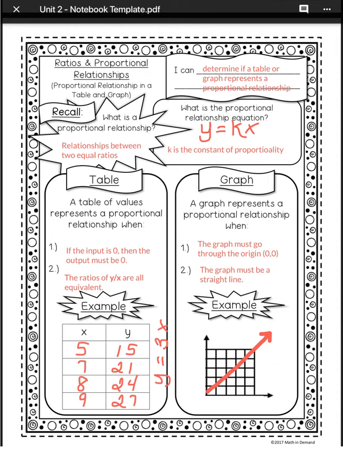Now it's your turn. Try the next few problems on the next page on your own, and then we will go over these in class.